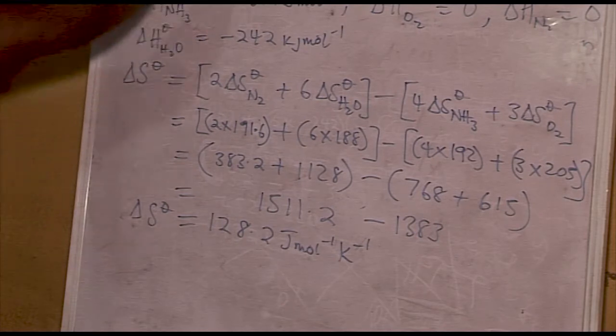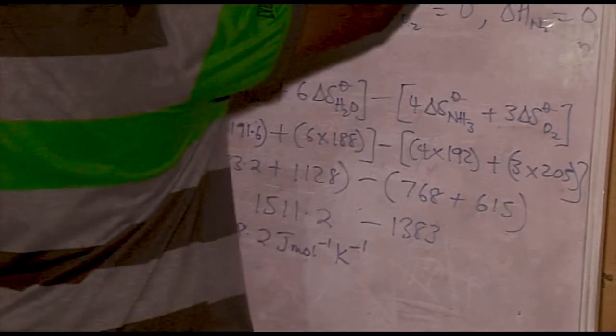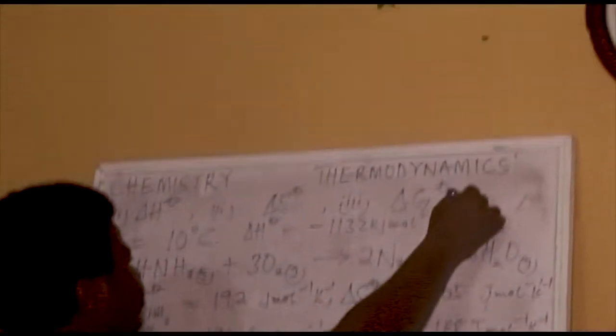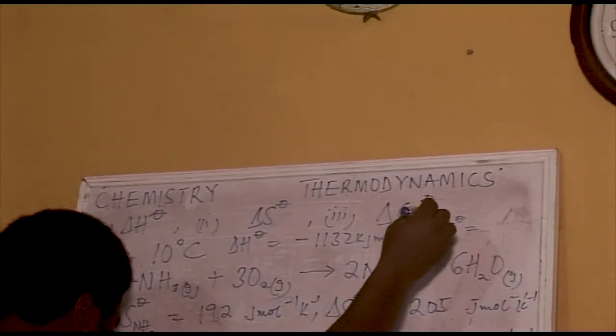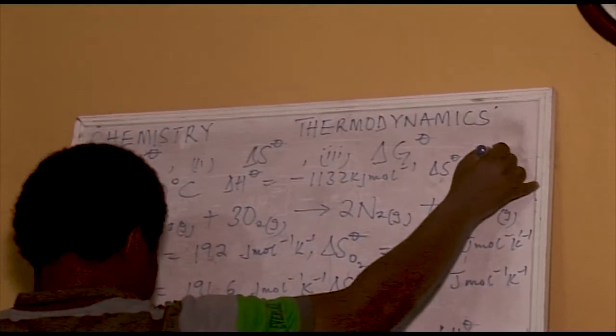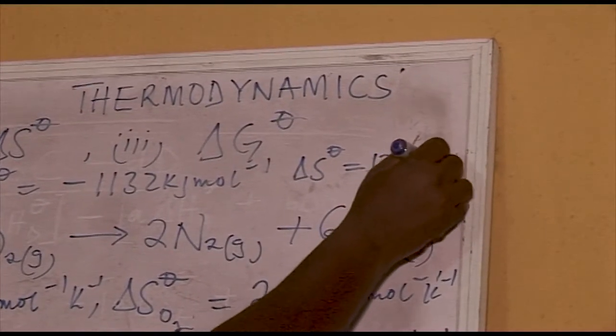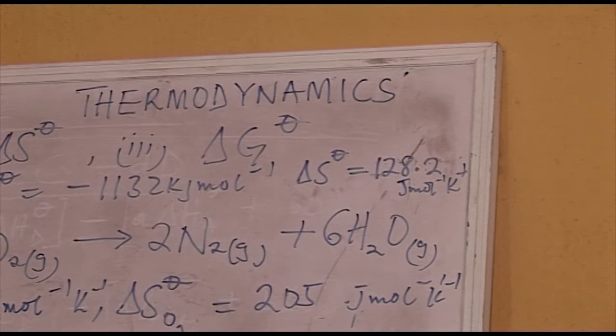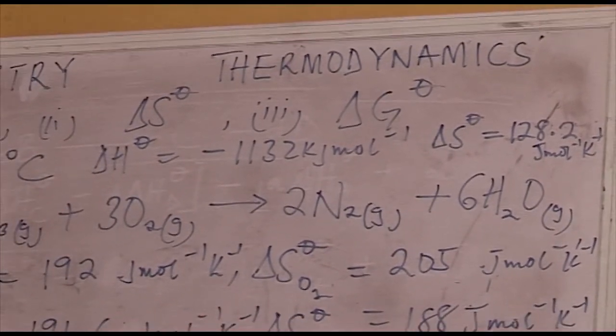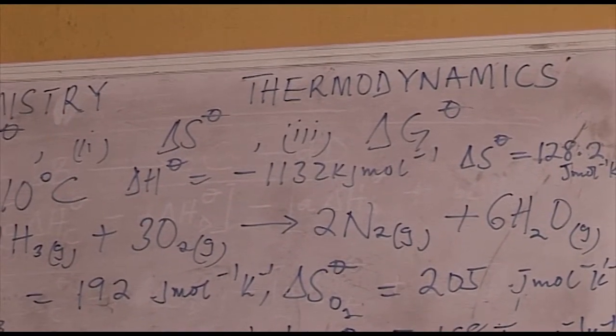So, following one of the equations stated above, we've been able to get the change in entropy, which is the second one we are asked to get. So let me write it here. Change in entropy is 128.2 joule per mole per Kelvin.